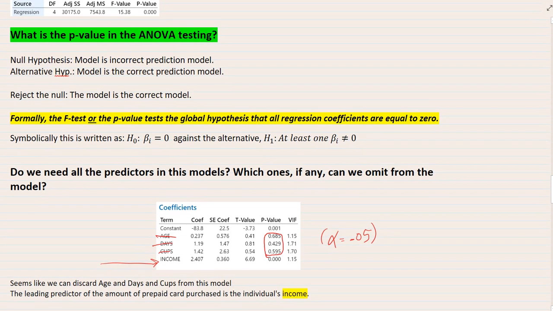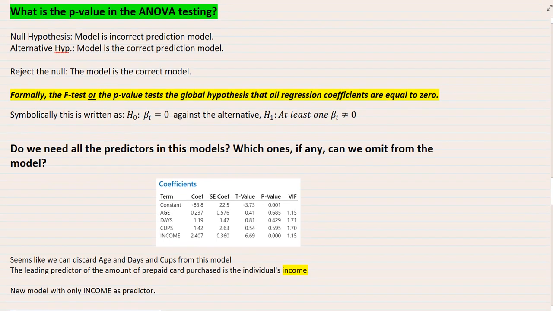Now, if we actually throw away these 3 independent variables, age, days, and cups, that's going to improve our adjusted R-squared. And usually what happens is we run the analysis with and without these independent variables and take a look at R-squared and adjusted R-squared. Okay. So the leading predictor again in this example is income. Now, here's what I'm doing. I'm running a new model with only income.